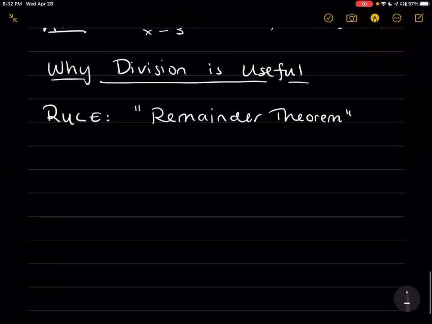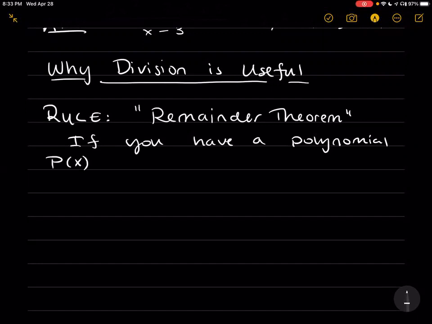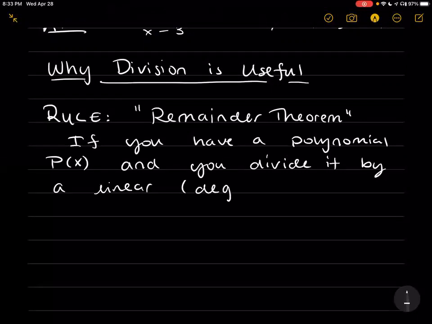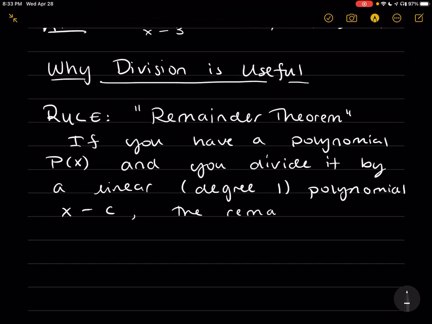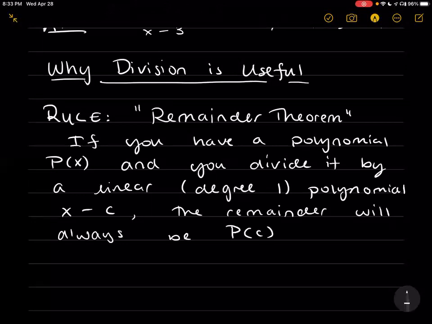The remainder theorem says if you have some polynomial, we'll call it p of x, p for polynomial, and we divide it by some linear factor, so remember, that means a degree 1 polynomial, let's call it just x minus c, the remainder of that division will always be equal to plugging in that c into your polynomial.